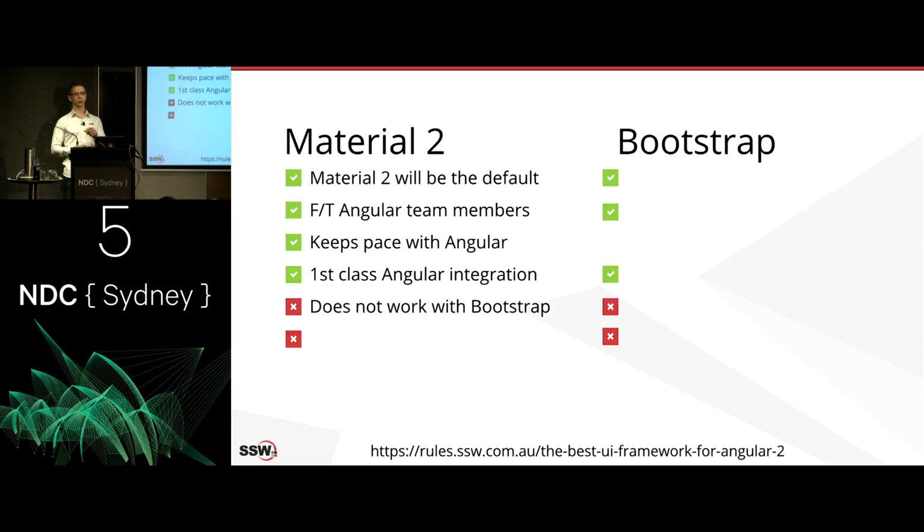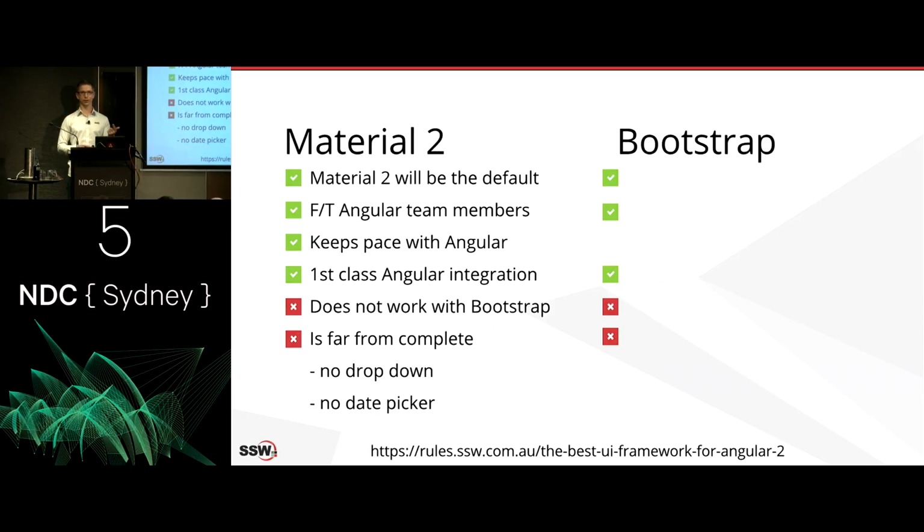So I'm talking about the components here, not just making it look like Material. And it's far from complete. It's in alpha, so there's no drop-down even. There's no date picker. I always pick on date pickers. It's the first thing I look for. So it's really early days.